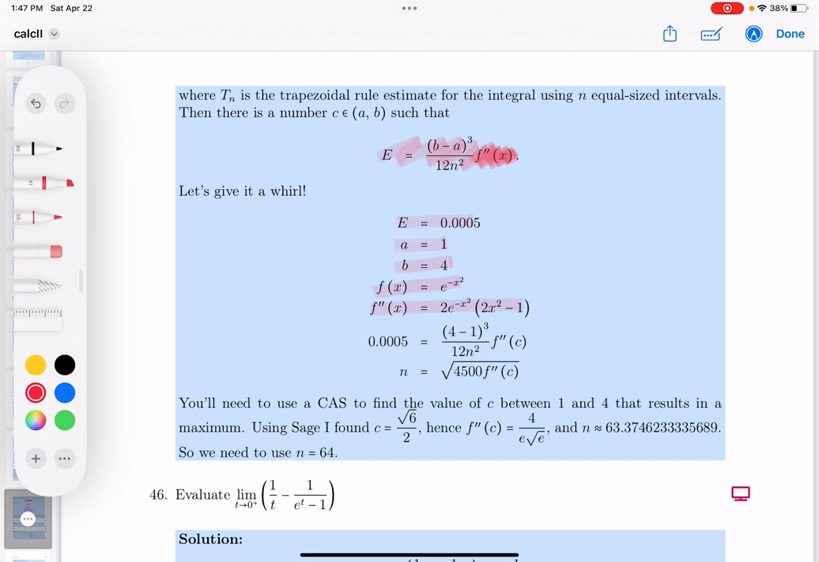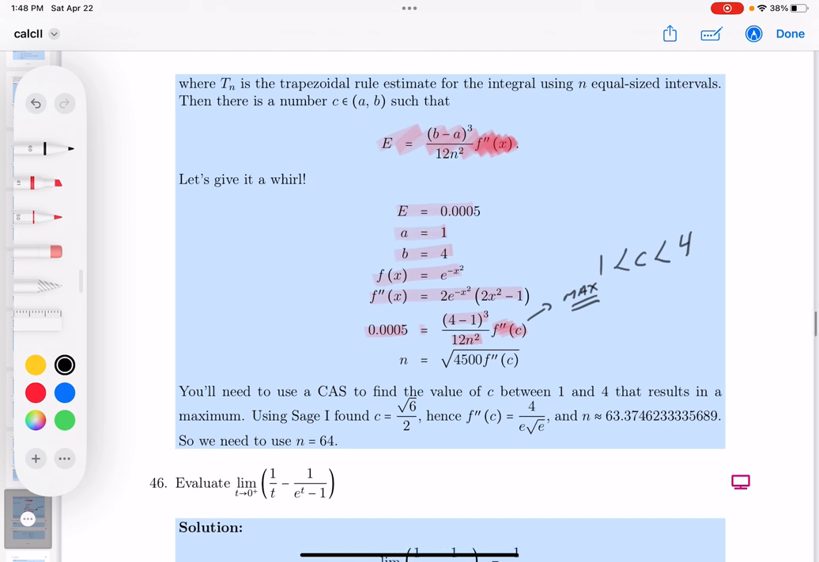I plug in the A. That's fairly easy. I plug in the B minus A cubed. Pretty easy. 12n cubed. This is the tough part. That's tough. All right? The way you're going to do that is you're trying to find a maximum point. The maximum. The C is going to be some number on the interval between 1 and 4. To me, that requires a computer algebra system.